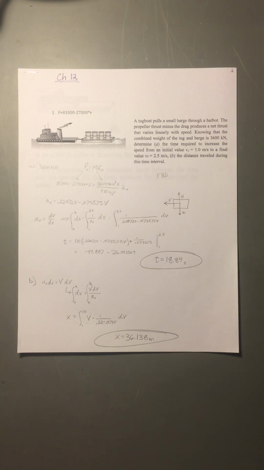So this first problem here, we have this tugboat, and we're given an equation for force that changes with velocity. And the question wants us to find the time required to increase the speed from an initial value of 1 meter per second to a final velocity of 2.5 meters per second.